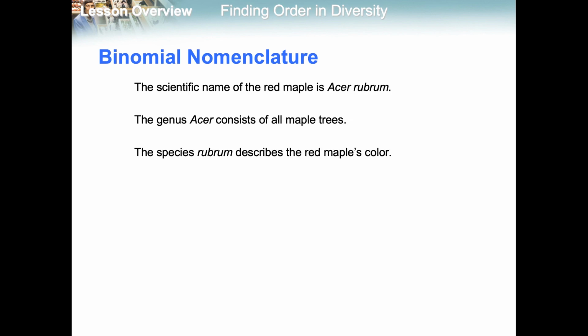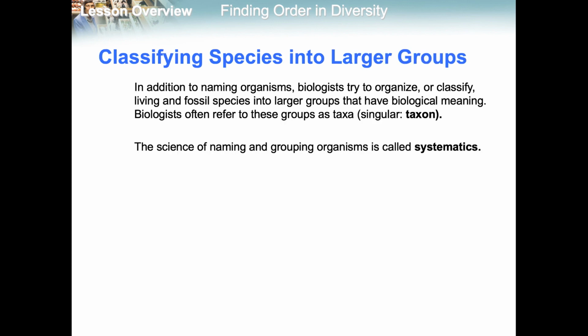The scientific name for the red maple is Acer rubrum. Acer has to do with all maple trees. Rubrum has to do with the coloring, which is the red. So, in addition to naming species, biologists often try to organize or classify living and fossil species into larger groups that have a specific meaning, and this is called taxonomy. So, the science of naming and grouping organisms is called systematics.